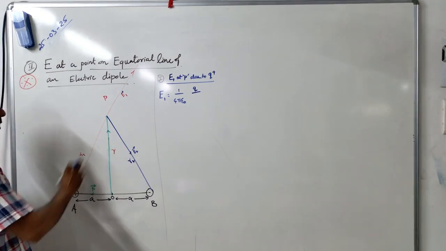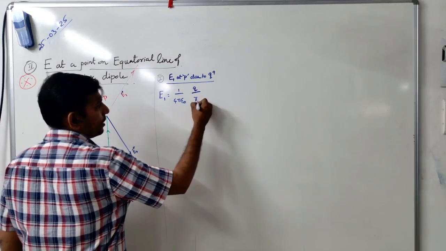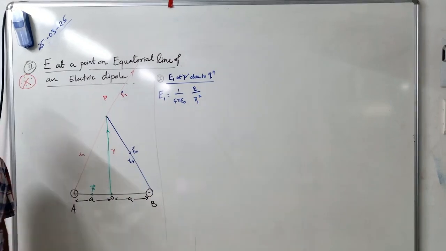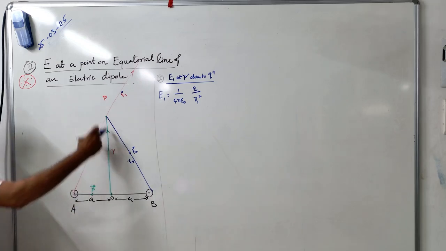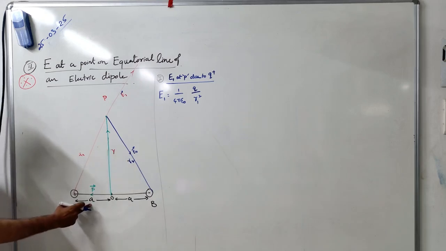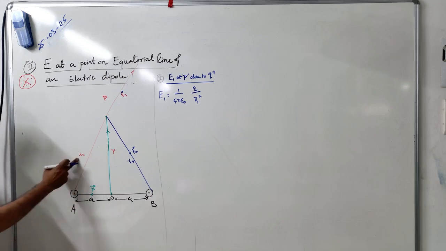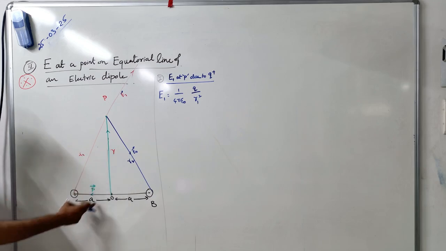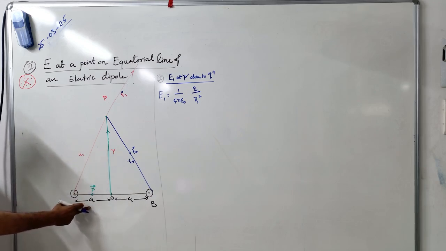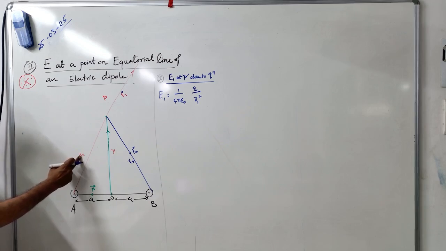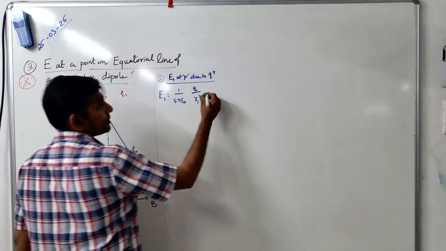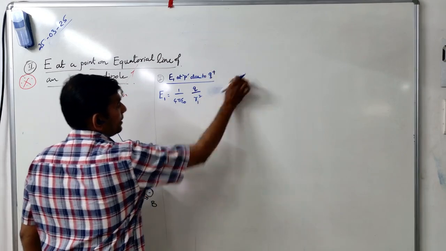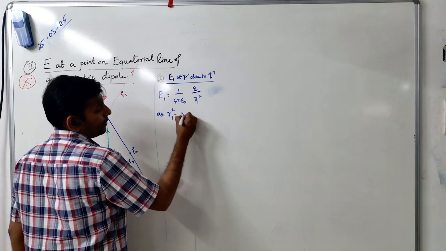Into Q by, this is AP squared. That is simply I can write that as R1 squared. From the Pythagoras theorem, you can write this R1 squared is equal to R squared plus A squared. If you consider this as a right angle triangle, this R1 squared is equal to nothing but R squared plus A squared. So from Pythagoras theorem, I'll write this separately here, R1 squared is equal to R squared plus A squared.